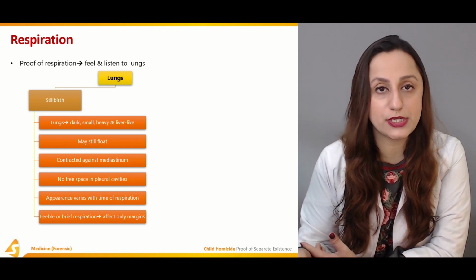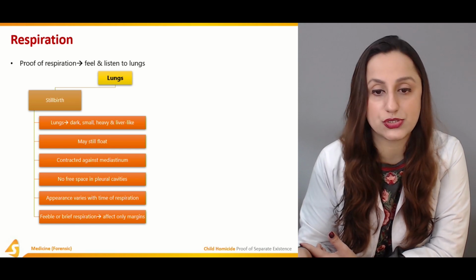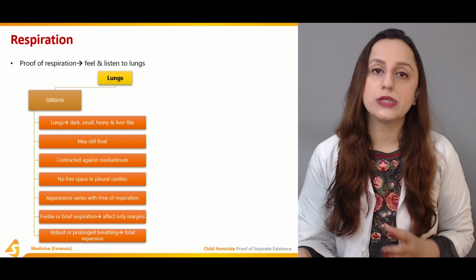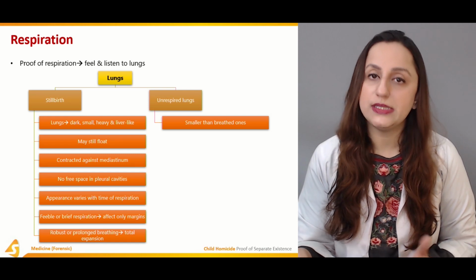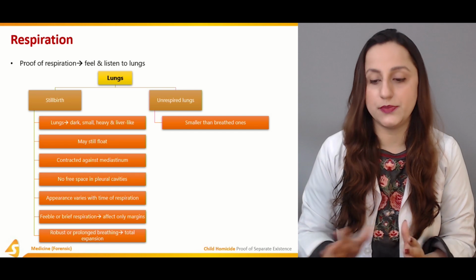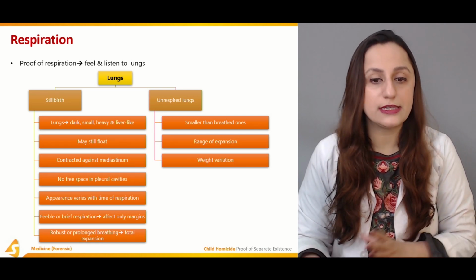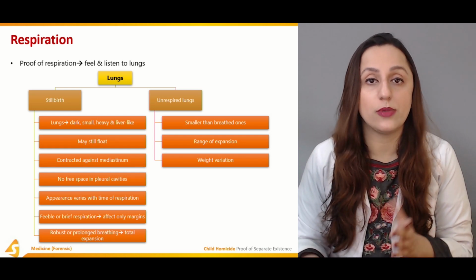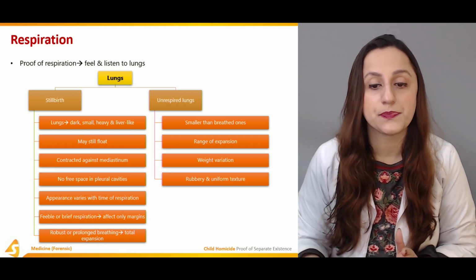Feeble or brief respiration has occurred in such a case of stillbirth, and it affects only the margins. If robust or prolonged breathing is present, total expansion takes place after the death. The unrespired lungs are smaller than the breathed ones, and the range of expansion is quite different from the stillbirths. The weight is also varied when we compare it to the stillbirths.